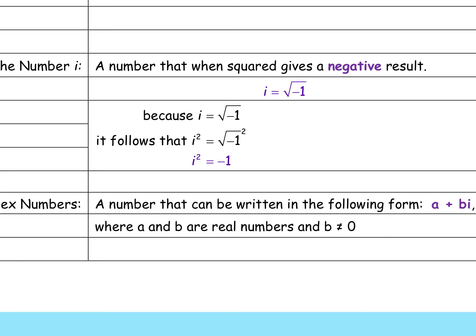Our next definition is a complex number. A complex number is a number that can be written in the following form: a plus bi, where a and b are real numbers. A real number is just any number we've been working with, any type of number. And b cannot be equal to 0. That's it. Two definitions. Any questions on those definitions?